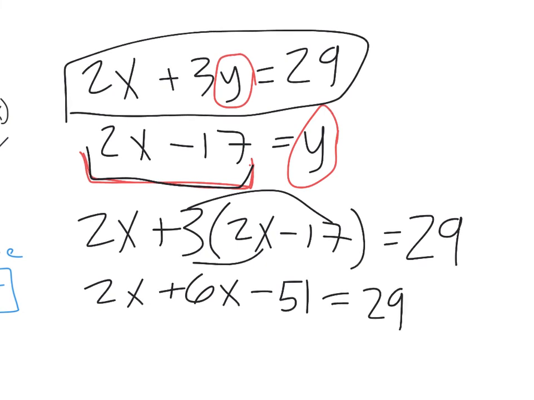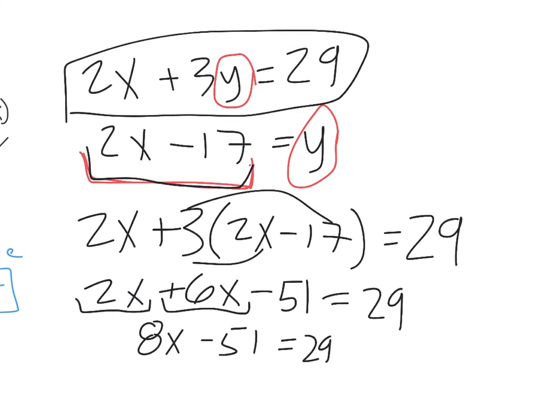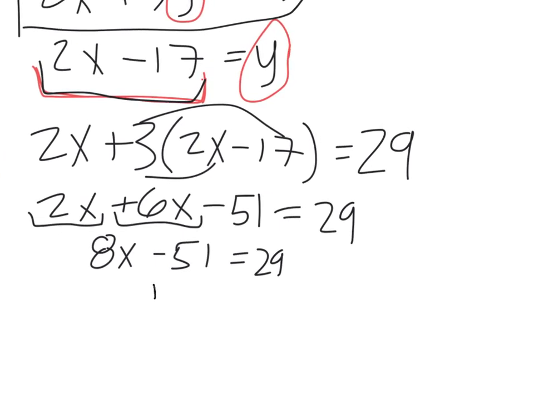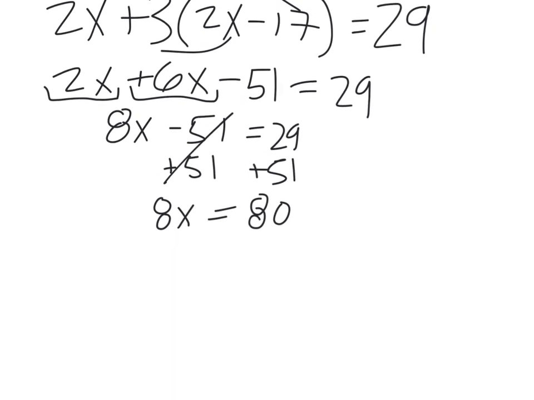That's equal to 29. Now I'm going to combine like terms. 2x plus 6x equals 8x minus 51 equals 29. Now I'm going to add 51 to both sides. That cancels out, and I have 8x is equal to 29 plus 51, which gives me 80. Now I need to divide both sides by 8 to get x by itself, and I have x equals 80 divided by 8, which is 10.